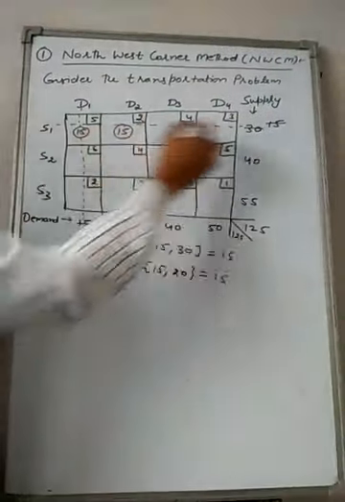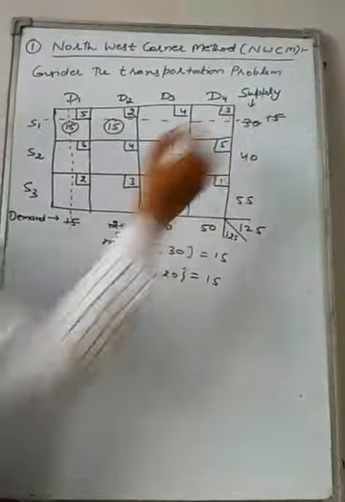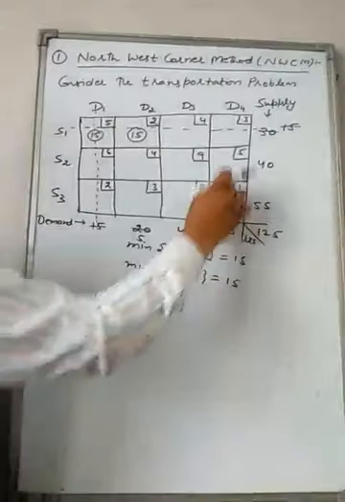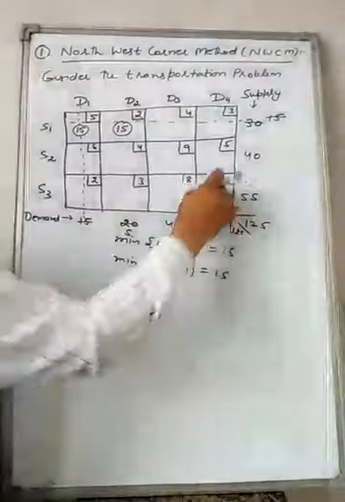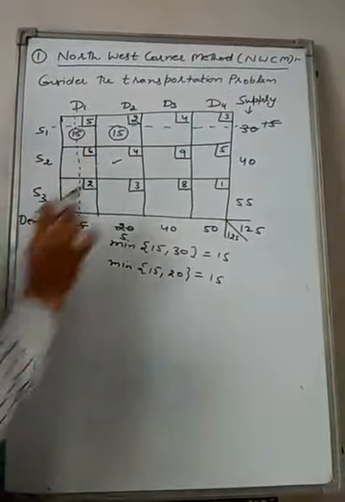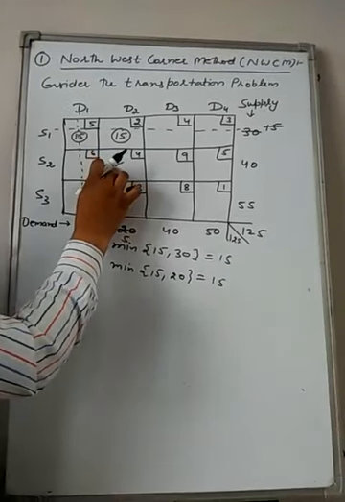Cancel out this row with dotted lines. Now this is our remaining matrix. Now again we will choose the northwest corner. The northwest corner is this cell. Now we will allocate in this cell.